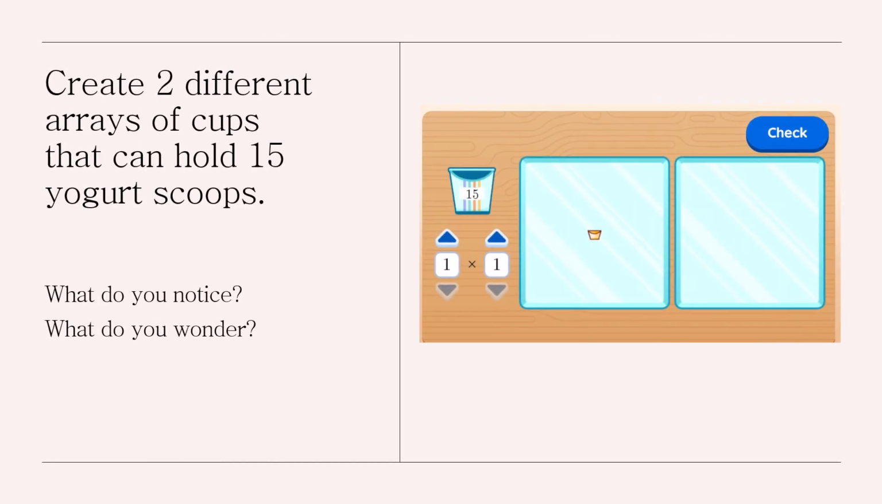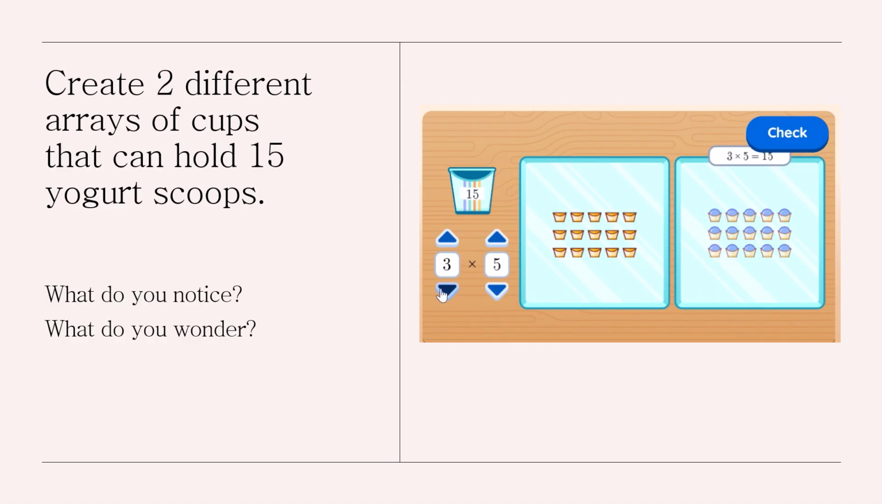They have a similar activity on this page, except this time they want them to make an array that totals 15 yogurt scoops. Let's see how that looks. And so they are going to make a pattern of 3 and 5 and then check their work to see if that will match, and it does match.